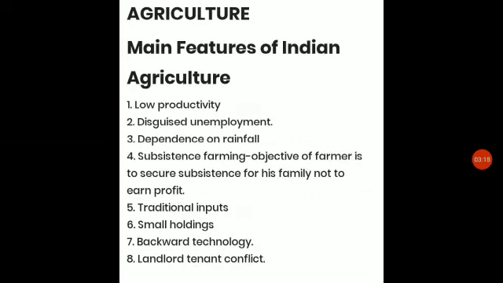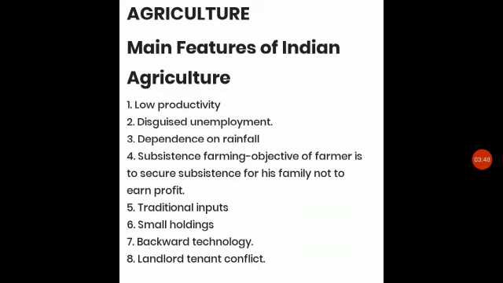Now we would take up planning with respect to the different sectors of the economy. Let us first discuss the planning with respect to the agricultural sector. In order to know that, we need to know the state of the agricultural sector during the period when we got independence. Agriculture was basically characterized by the following features.